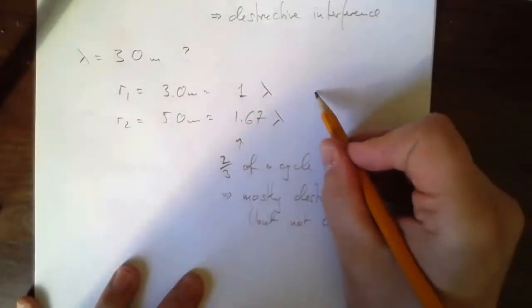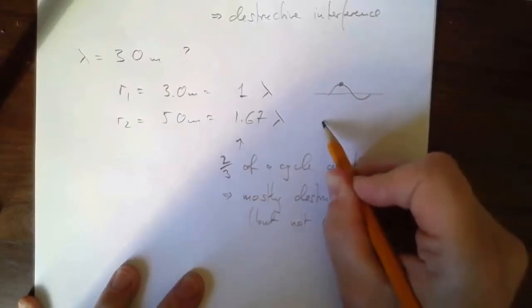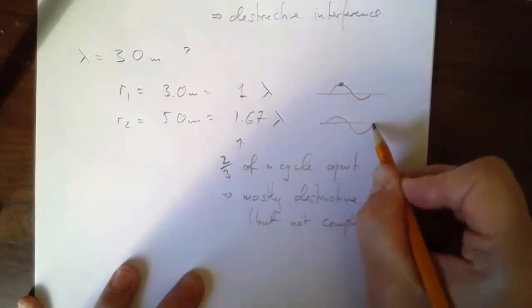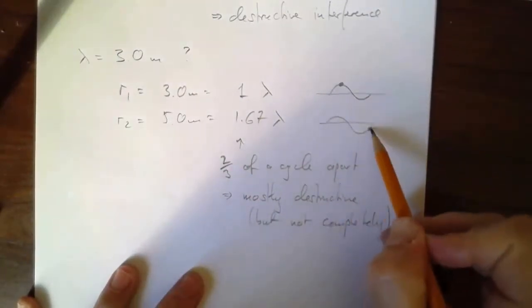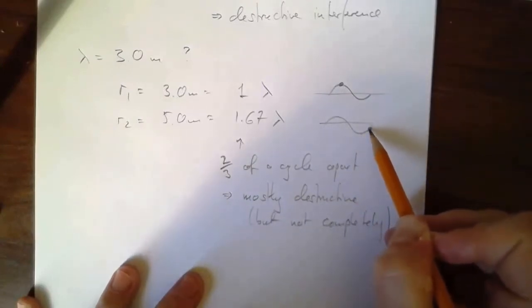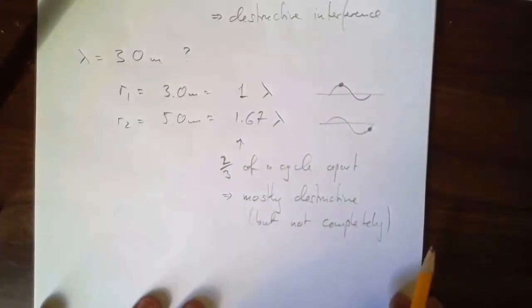So one of them might be here, and then the other one might be sort of here. So it's not right at the bottom. It doesn't cancel out completely, but it's sort of negative. It opposes this, but it doesn't cancel out all the way.